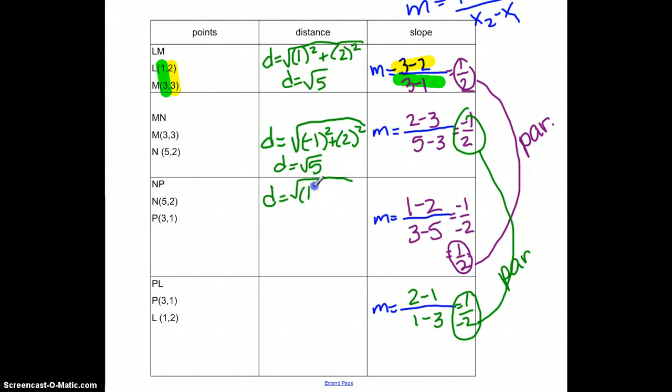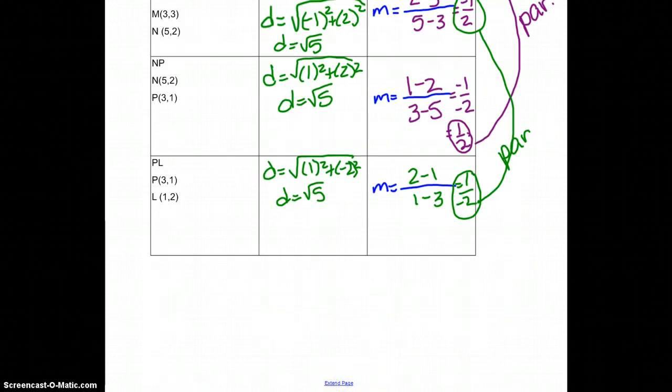So 1 squared over 2 squared. So that's also going to be the square root of 5. So far 3 sides that are equal. And the last one, so far 4 sides that are equal and 2 pairs of opposite sides that are parallel.